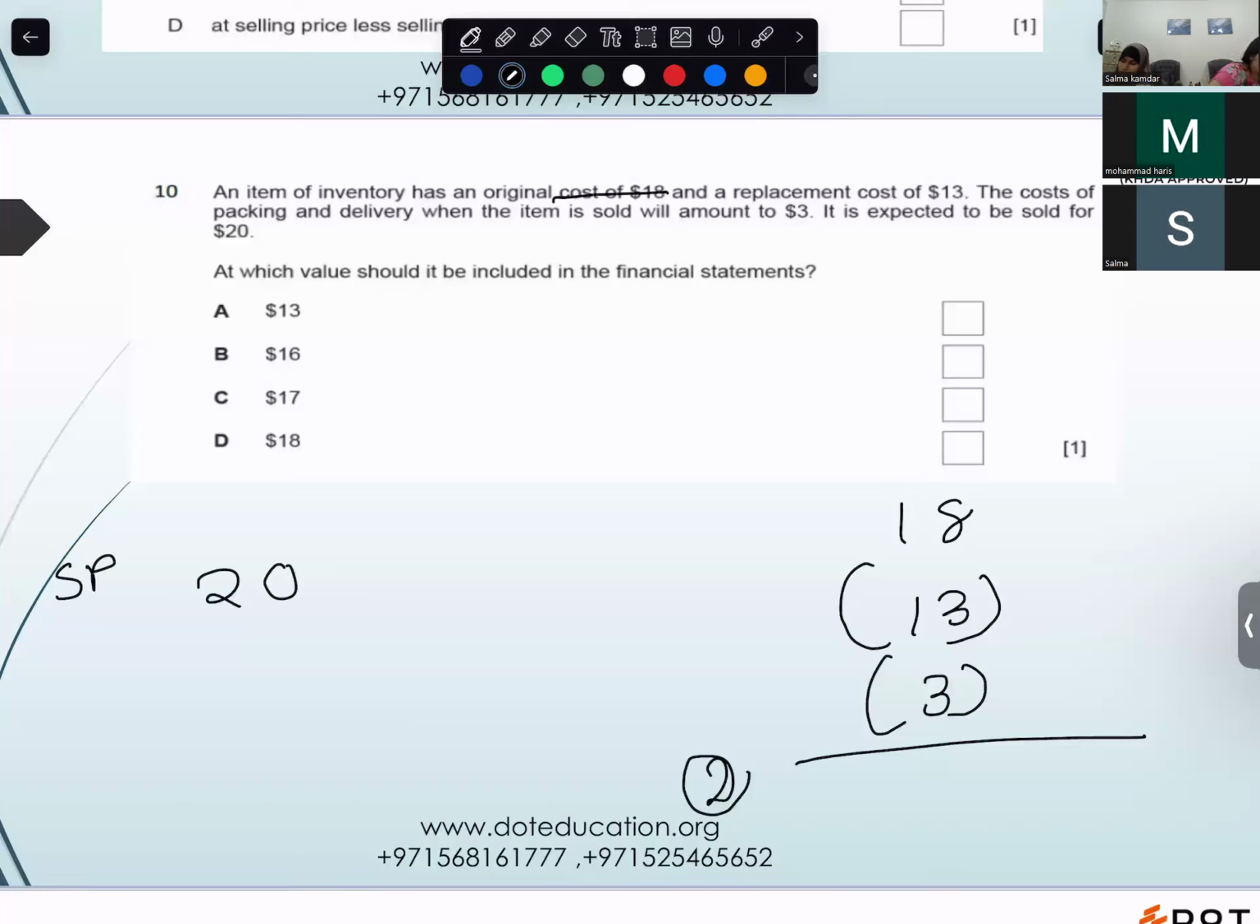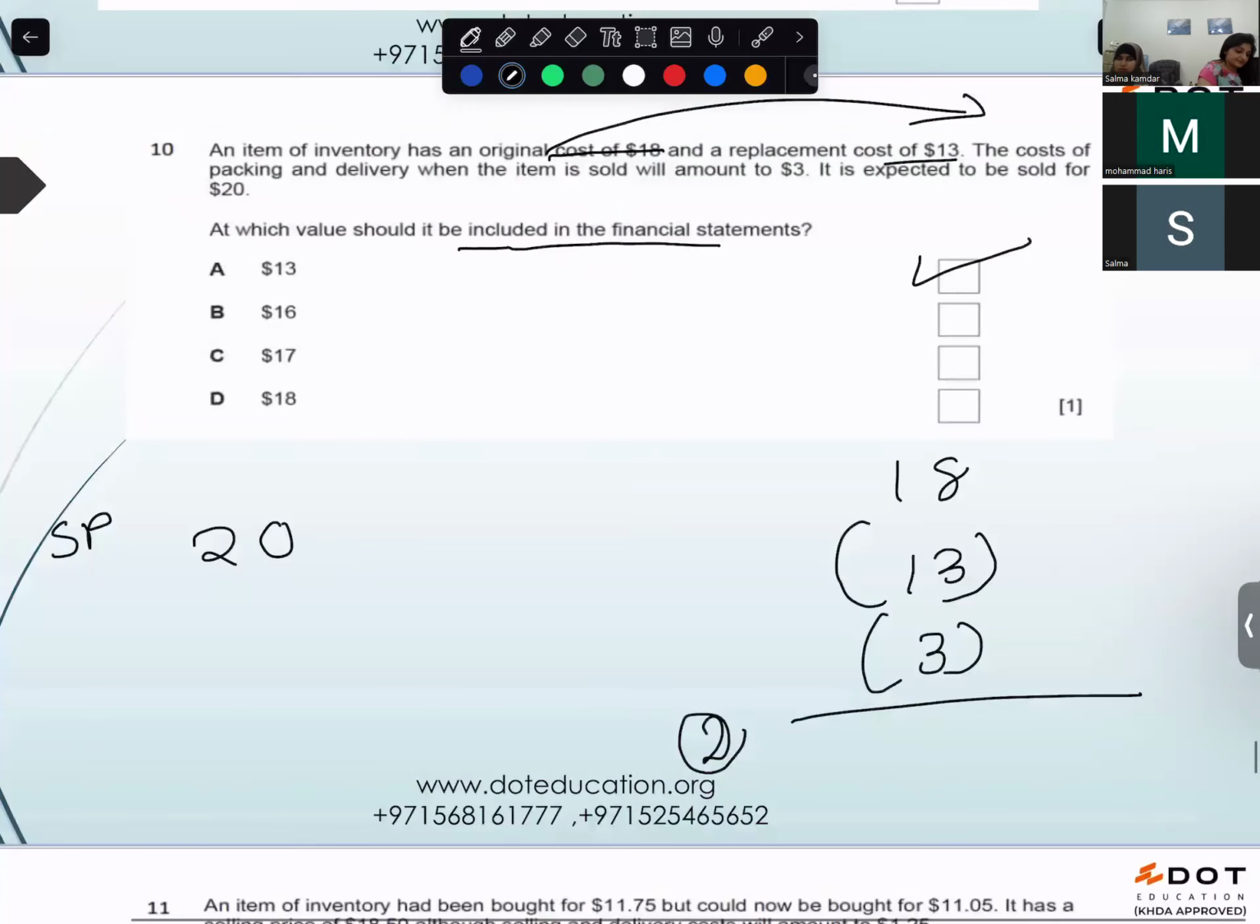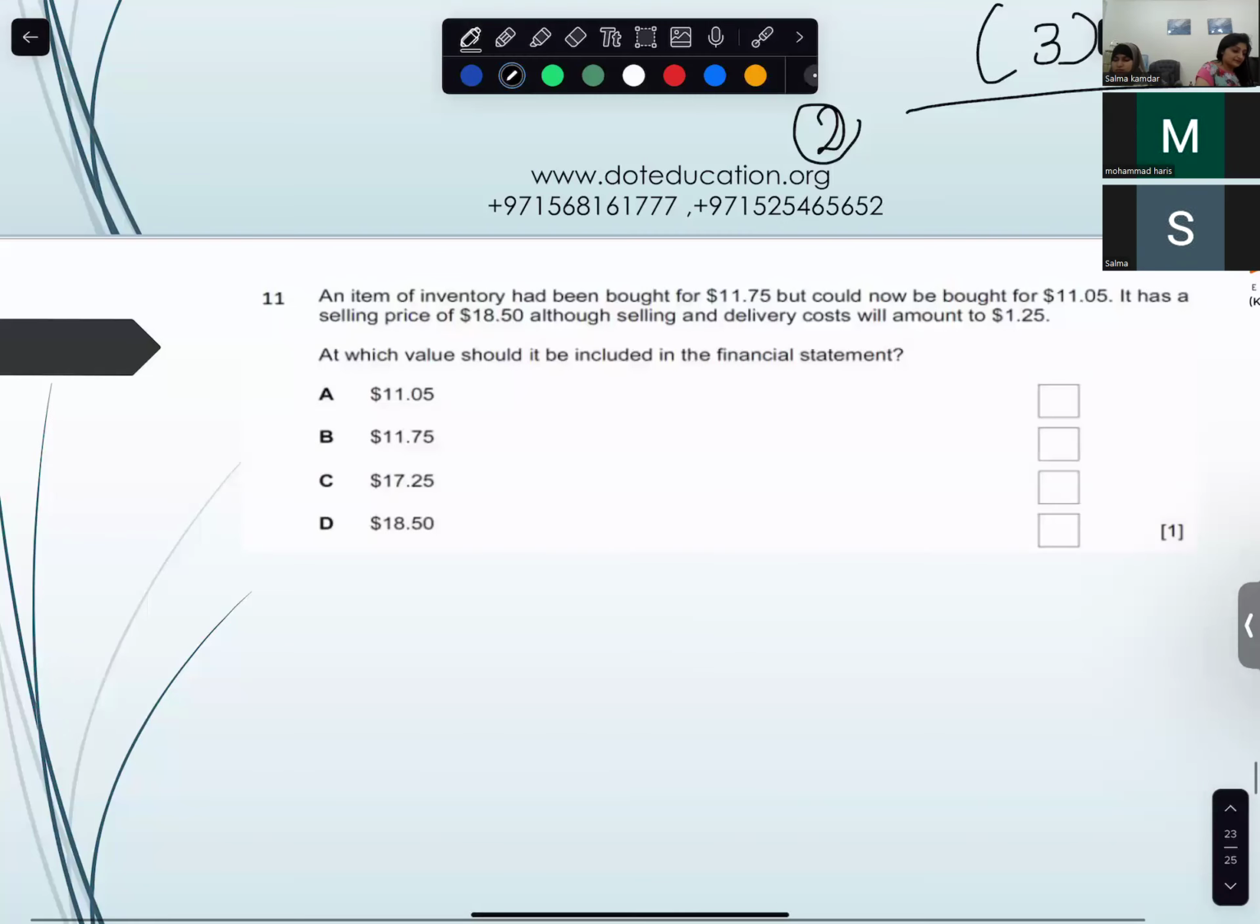Original cost 18. Replacement cost 13. Cost of delivery and packing when the item is sold will amount to 3. It is expected to be sold for 20. At what value should it be included in the financial statements? 13, because it can get replaced by 13. Yeah. Next.